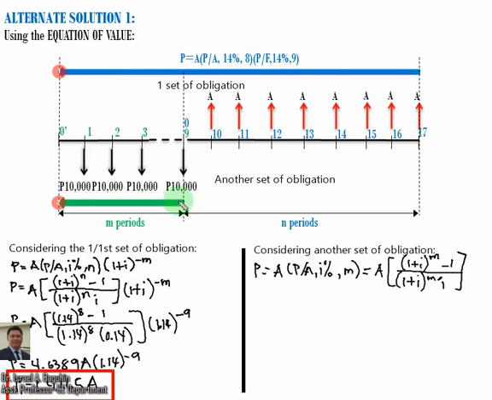If you can observe, the factor (1 plus i) raised to the negative M is not present here, because this is not a deferred annuity already when we consider this other set of obligation. This cash deposit is continuous from this ninth year, from this point going to point 2. So as you can see, the cash deposits are continuously deposited year by year.